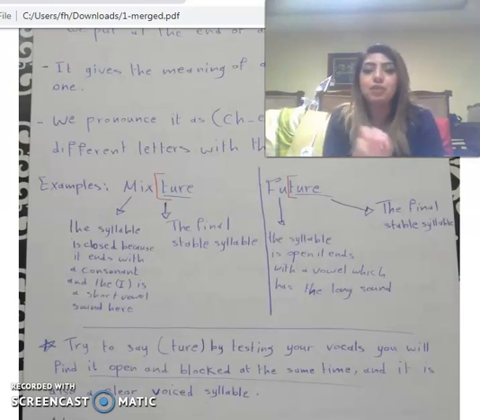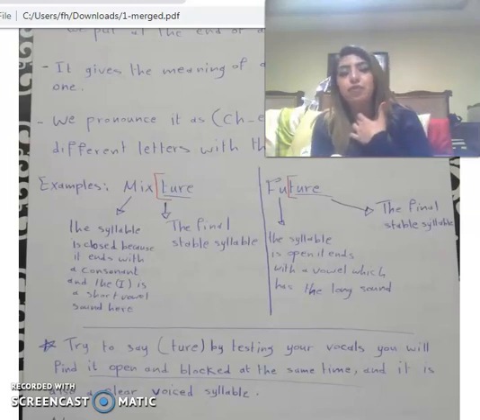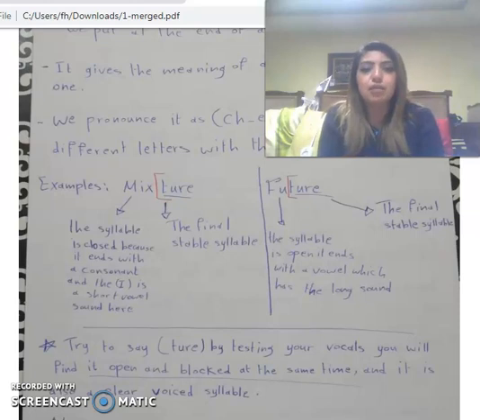Why? Because it ends with a consonant, and there is the short vowel I before that. So it is closed because it ends with a consonant, and the I here is a short vowel sound. So, when you say mixture, the ch here is the final stable syllable. It's the ending of the root word. But mix is the syllable that has the closed consonant with a short sound of I. Second example is future.